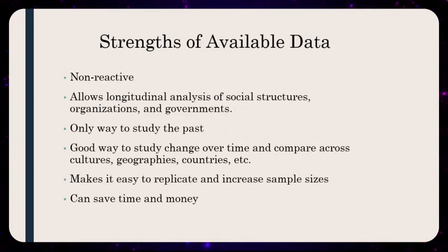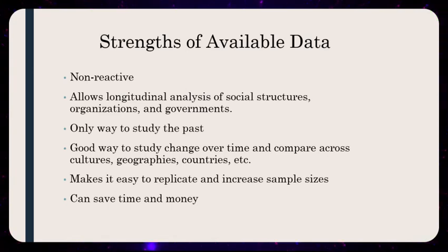Despite these difficulties, there are a number of strengths of available data. One is that it's non-reactive. It is not going to cause respondents to react to it because it's already been collected. It already exists out there. So there's going to be no reactivity effect of you taking that measurement. Two, it allows us to have a longitudinal analysis of social structures, organizations, and governments. We can see how governments, agencies, and people have changed over time. And in fact, available or existing data is the only way we have to study the past. And it's a good way to study how things change over time and compare across cultures, geographies, countries, states, etc.